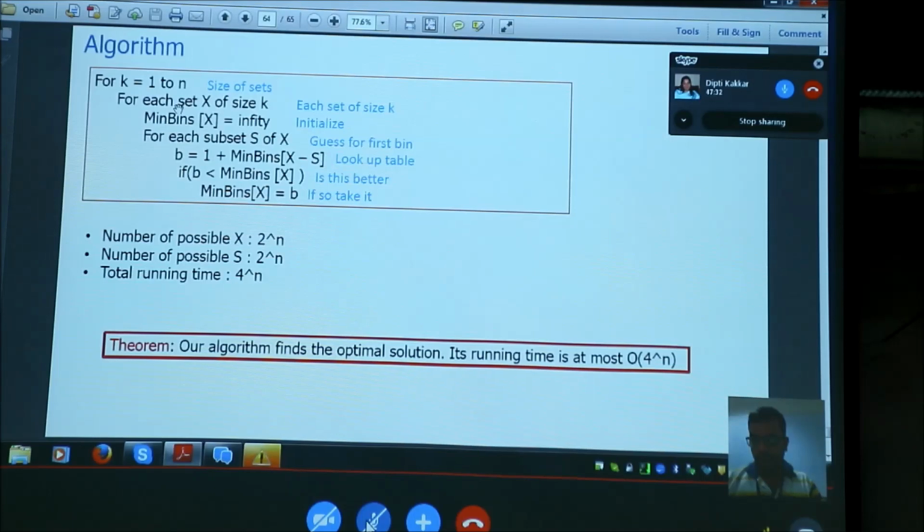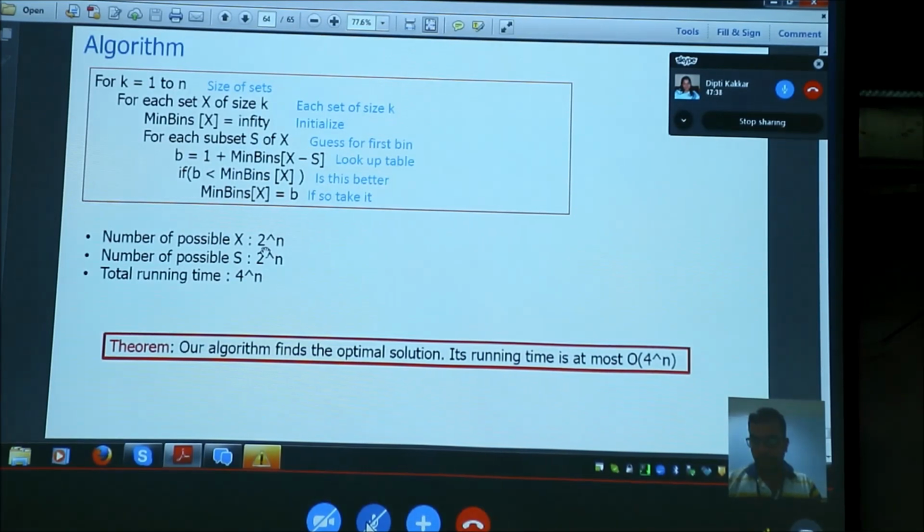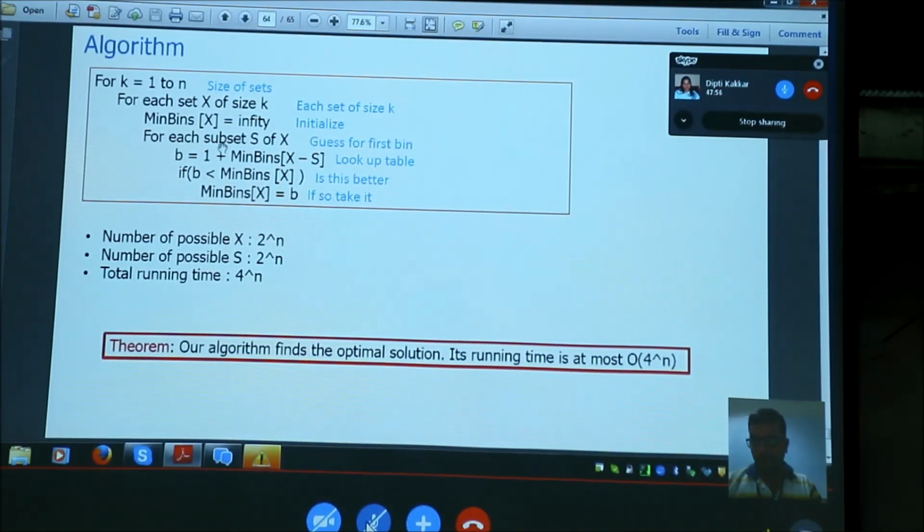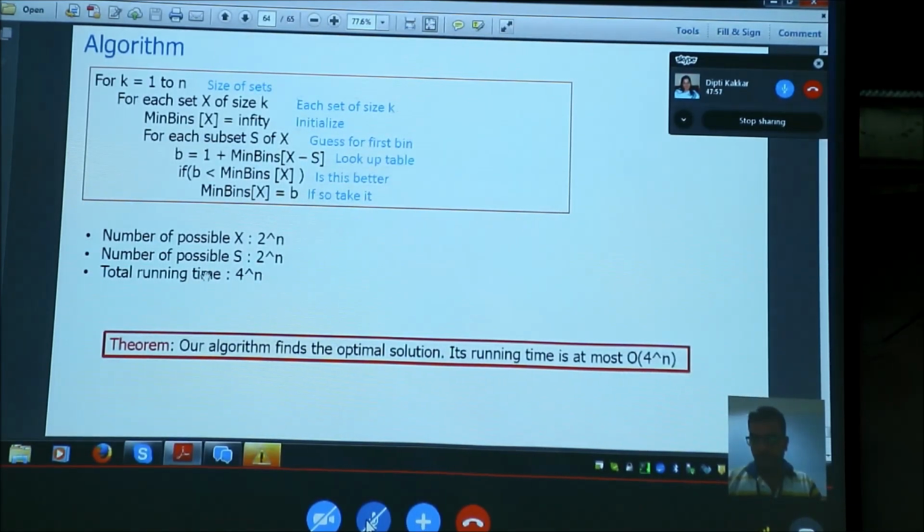That is the algorithm. So now how many subsets am I dealing with? The number of possible x is 2 to the n, and for each of those x, I may have 2 to the n many subsets. So these two loops put together, this loop will run for 2 to the n, so many x are there, and then this loop will run for 2 to the n. So the total running time is 4 to the n.